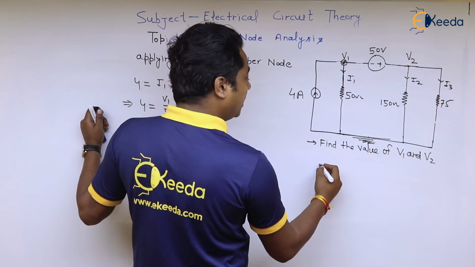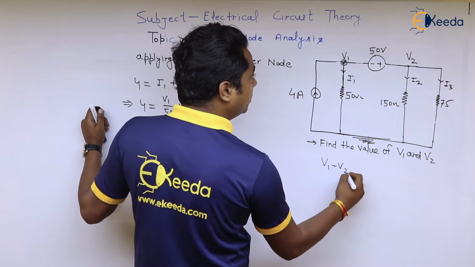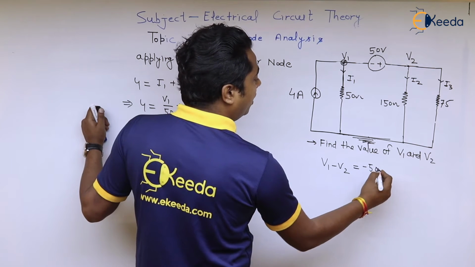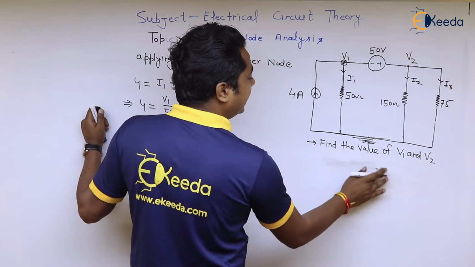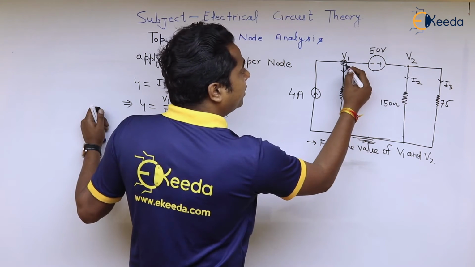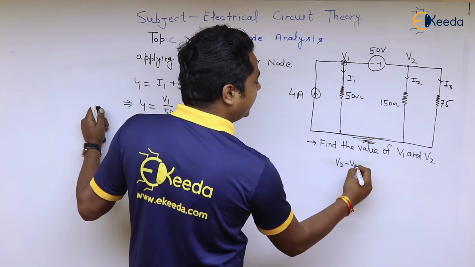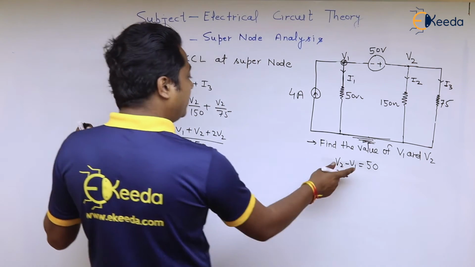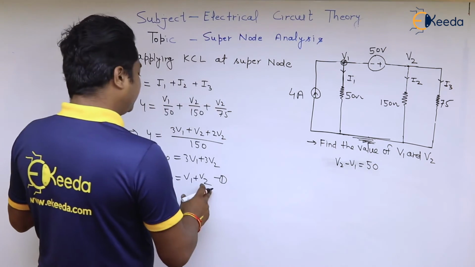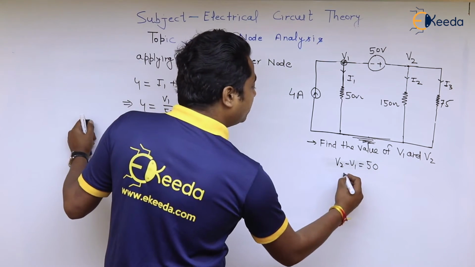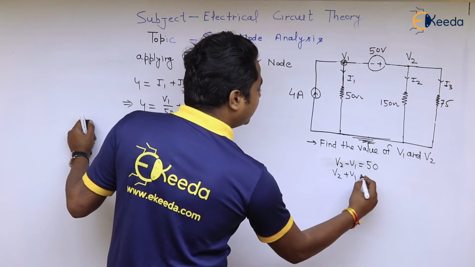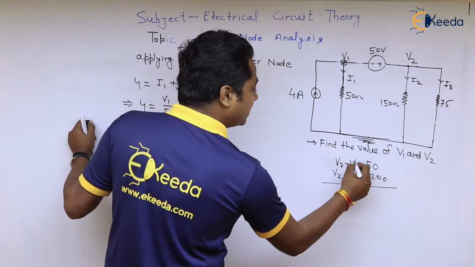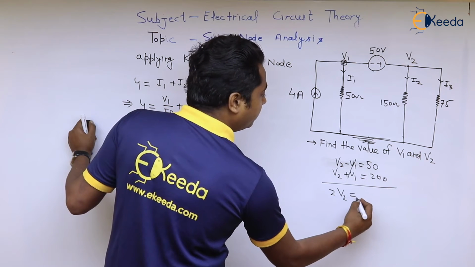From here the supernode will give the required equation to solve this numerical. V1 minus V2 will be equal to minus 50, or in other words, V2 minus V1 is equal to 50. There is no difference from what I have written earlier. So V2 minus V1 is equal to 50 and V2 plus V1 is equal to 200. Add these two equations. 2V2 is equal to what?